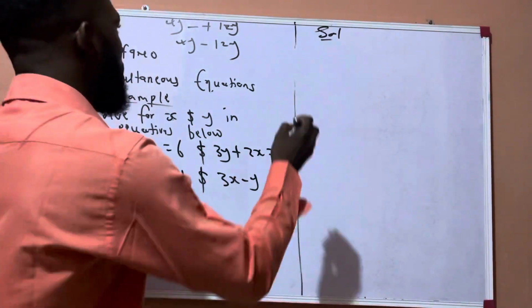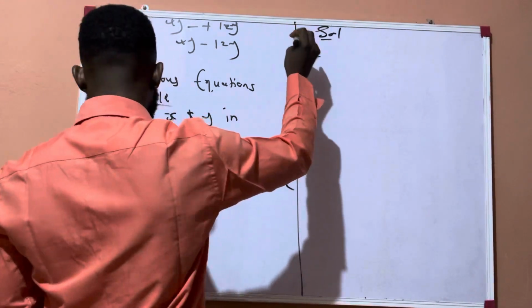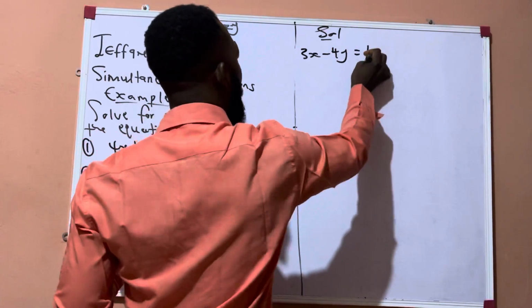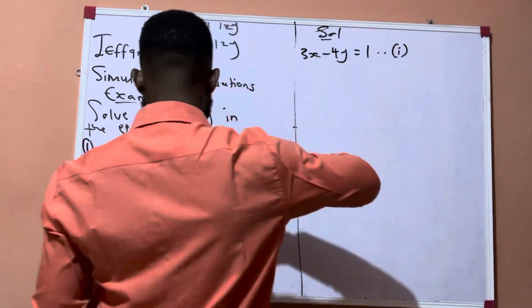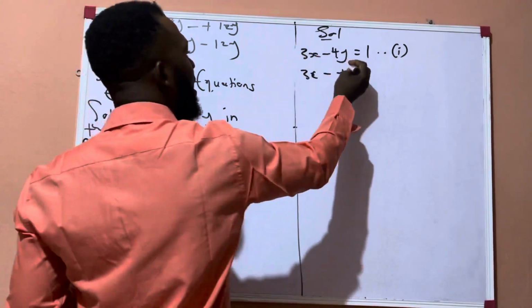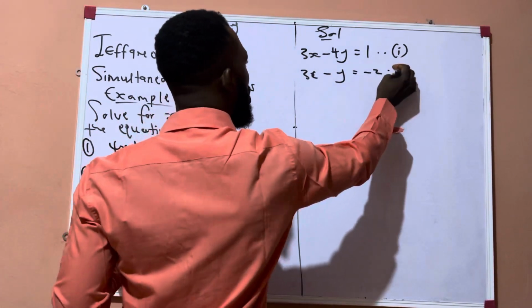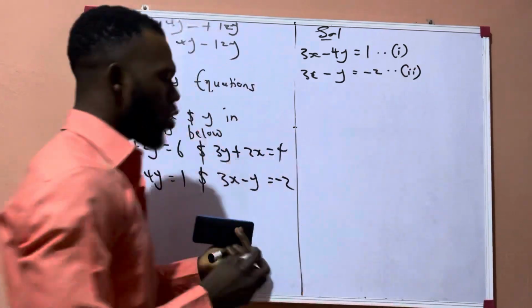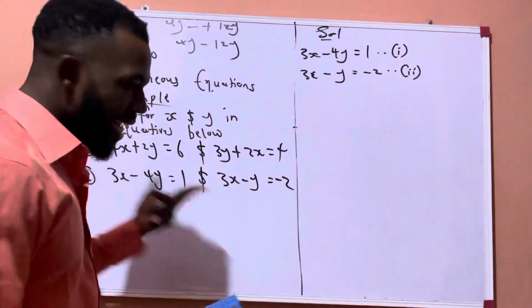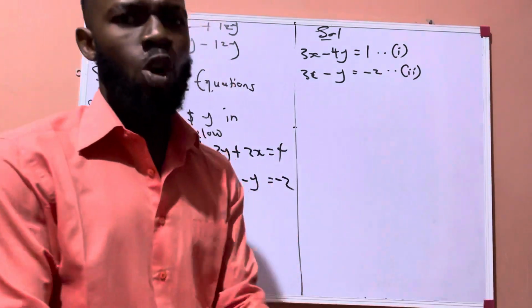Okay, 3x minus 4y equal to 1, which is equation 1. 3x minus y equal to minus 2, which is equation 2. Now, what method are we using? Eliminating method. How did I say you go about it?